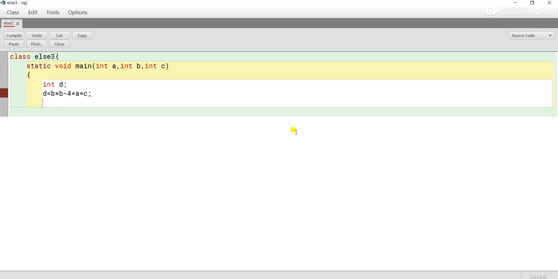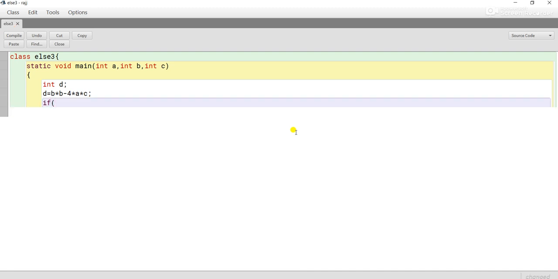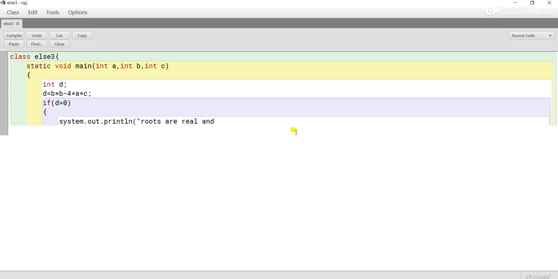Then the if condition is the first condition, d is greater than 0. When d is greater than 0, then we need to display the output, that is roots are real and unequal, or distinct. This is the output we need to display. Then after this is the first case.